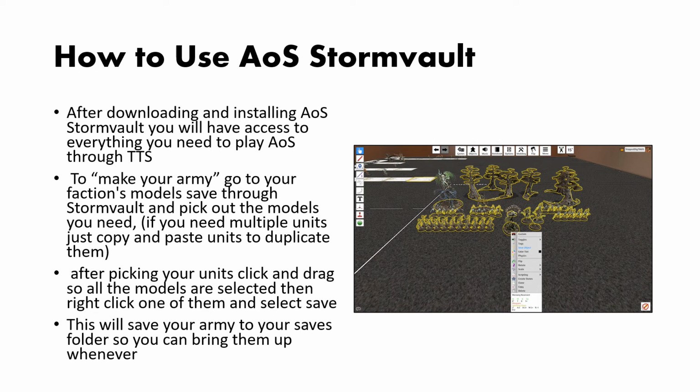It's a wonderful tool to experiment with different armies and really get an idea before you spend real money to purchase an actual model. But to make your army so you can have them set up and ready to go whenever you launch a TTS game, you should go to your faction's models through the Stormvault folders and pick out the models that you need. So just kind of click and drag them over into an area.